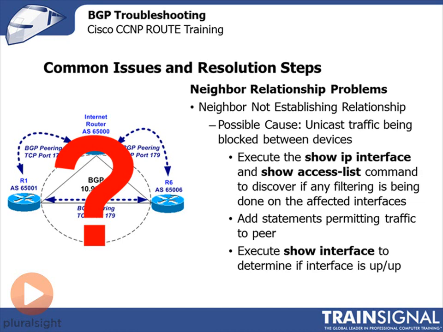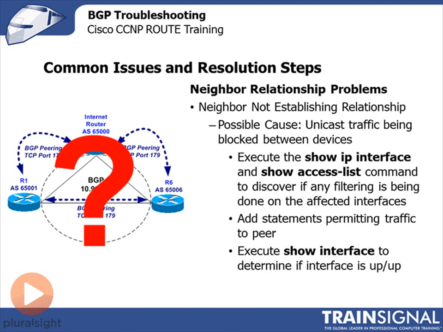Another less common but still possible cause for the neighbor relationship not forming is that somehow unicast traffic between the peers is being blocked. It could be a firewall, it could be an access list, there could be a variety of different things. Most likely it's going to be something configured on one or the other peers that may be blocking it, but if there's an intermediate device, then you need to take a good look at that configuration as well. But on the particular device in question, do the show IP interface and show access list commands.